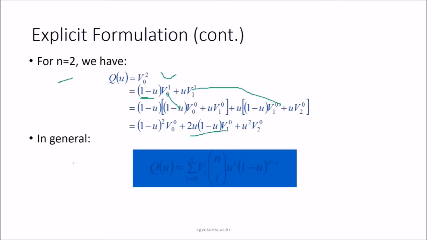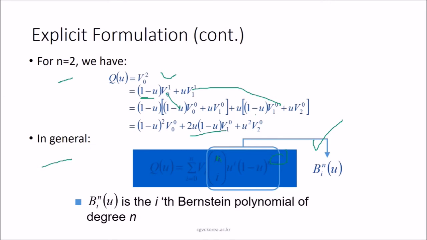So in general, what happens? Q(u) will be equal to the sum of V_i B_i^n(u), that is, V_i times n choose i, u to the power i, (1 minus u) to the power n minus i. This is the general explicit formulation of Bezier curves, where this is nothing but B_i^n(u), the ith Bernstein polynomial of degree n.